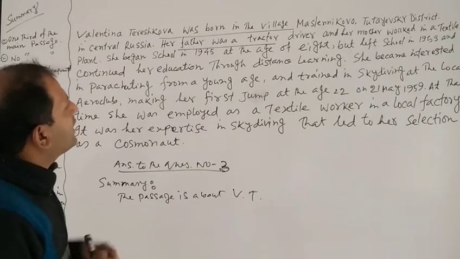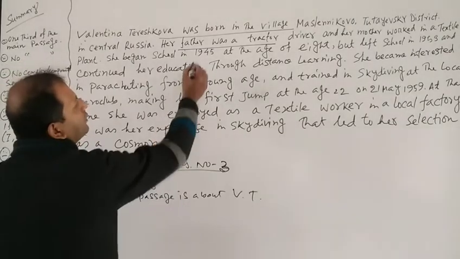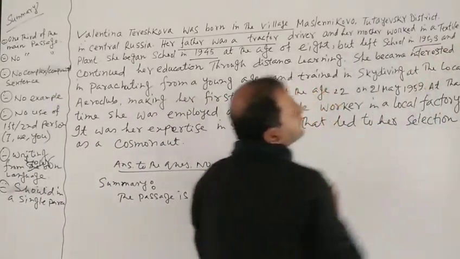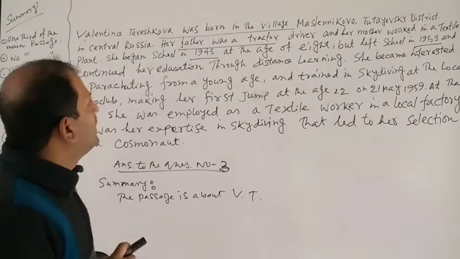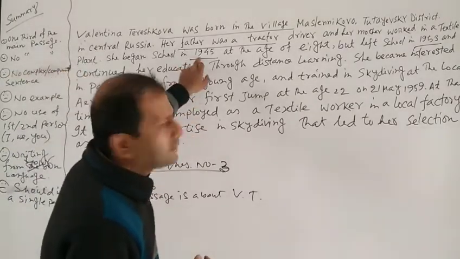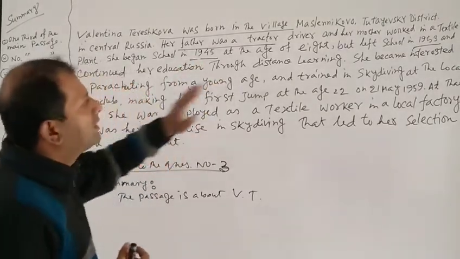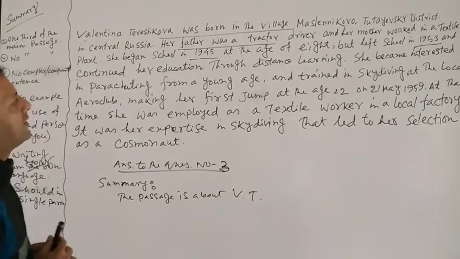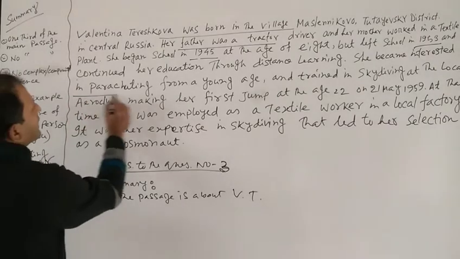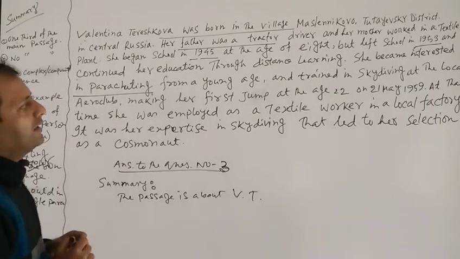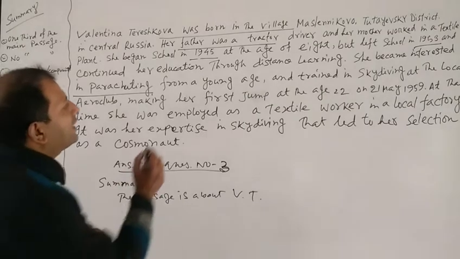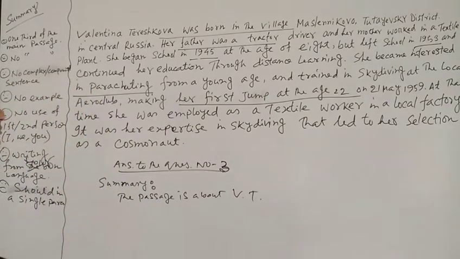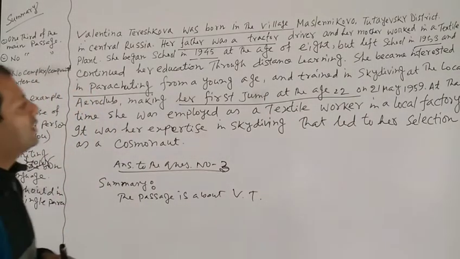Okay, she started her education. She started high school in 1945 and left the school in 1953. You write down this one: she started schooling in 1945, left school in 1953. She was very interested in parachuting. Okay, and she made her first jump at the age of 22. She made her first jump. At that time she was a textile worker.